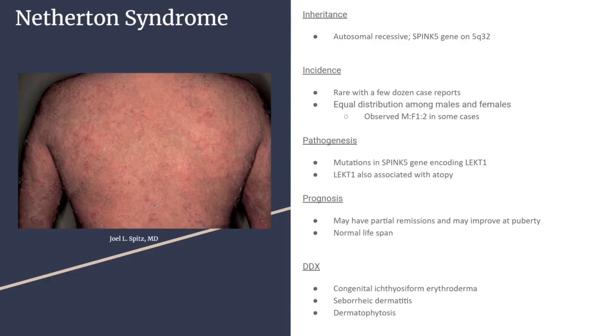The mutation is in the SPINK5 gene, and it's a rare finding. The SPINK5 gene encoding LEKTI. LEKTI is also associated with atopy, which is why you see some overlap with atopic derm and allergies. You could have partial remissions and may have complete improvement at puberty, but ultimately a normal lifespan once you get through the infant years.